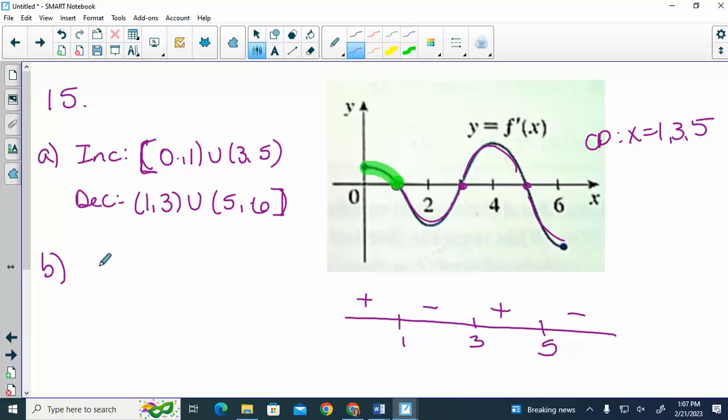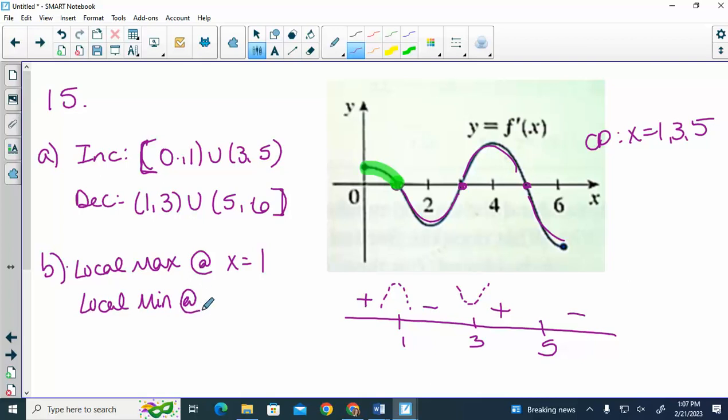All right. So where does it have a max or a min? So if I look at 1, my graph was increasing and switched to decreasing. So that is a local max. At 3, it was decreasing and switched to increasing. So that is a min. At 5, increasing to decreasing. So that's another max. I didn't ask you which was which, but you could easily identify those.